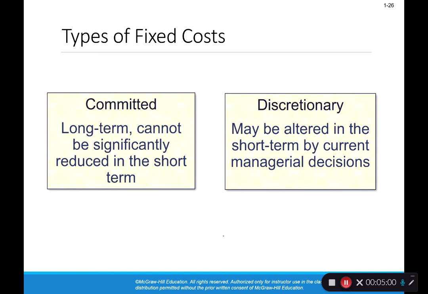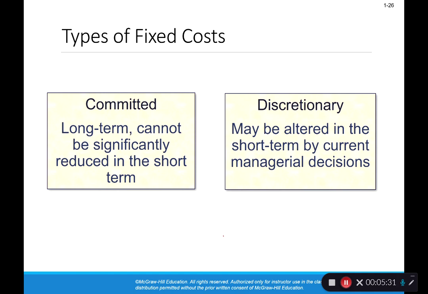So a committed fixed cost is one that in the short term you can't get rid of, but in the long term you can. So like property taxes would be a committed fixed cost because you can't get rid of the property tax unless you get rid of the factory. You can't get rid of the factory in the short term because you're not going to be able to make the product anymore. So I just want you to understand that committed doesn't mean forever. And if you think that, you're never going to come up with the right answer. So in the short term, we're stuck with it.